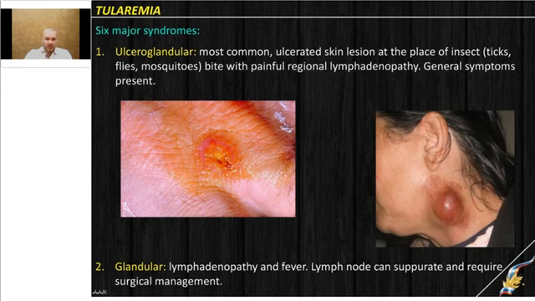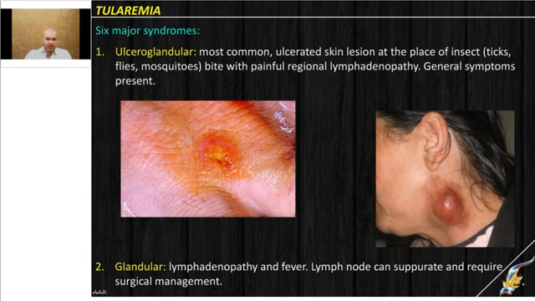Initially it is a simple vesicle after the bite of the insect, but later it will be transformed into an ulcer. It can be covered with some purulent film because of adjacent bacterial flora. And bacteria from that site of entry will migrate to the regional lymph node and will cause regional lymphadenopathy. So please take a look at the left part of the slide. The picture is showing the ulceroglandular form. The next form is shown on the second slide.